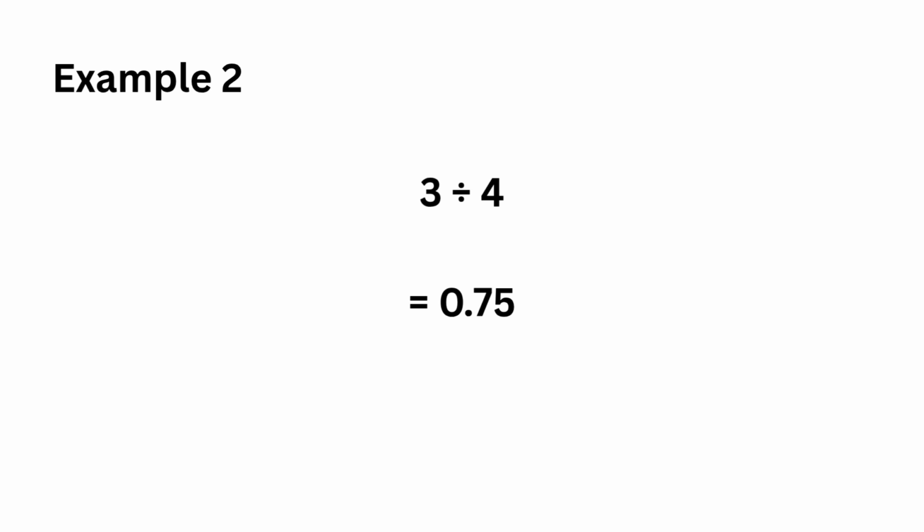Our second example is 3 divided by 4. That's 3 over 4, which is the same thing as 3 divided by 4. And our answer is 0.75. I'll show us how.